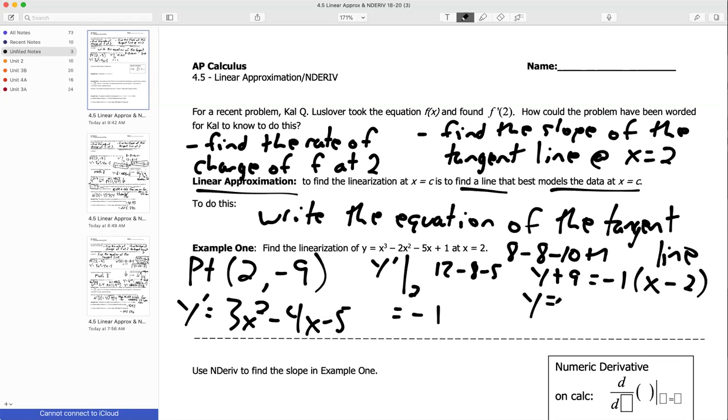So that's y equals mx plus b. So I'm going to distribute my negative 1. So my slope would be negative 1. And negative 1 times negative 2 gives me positive 2. And when I move the 9 over, that's going to give me 2 minus 9, which is negative 7. So either one of these two equations here would be the linearization. Okay, so that's fairly straightforward. But are there any questions over anything that I did there?